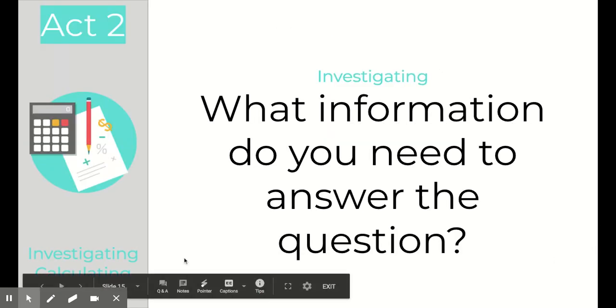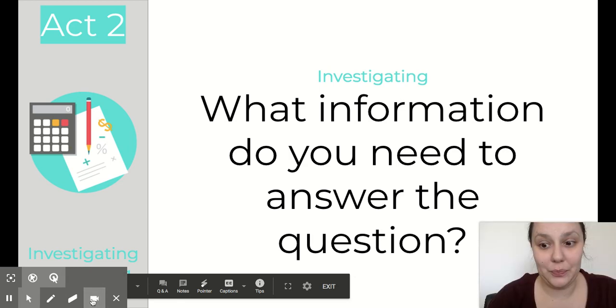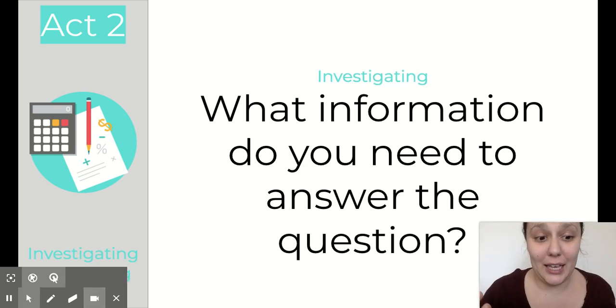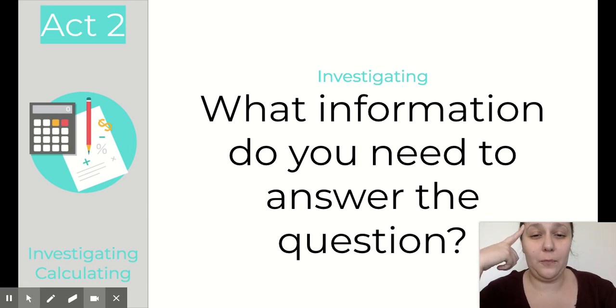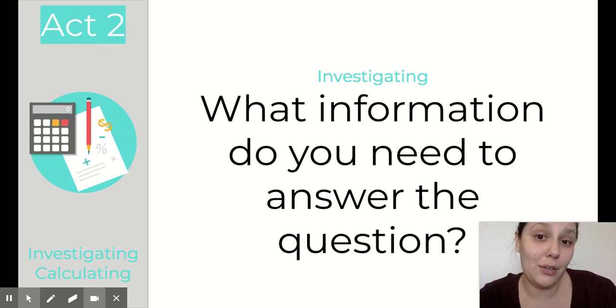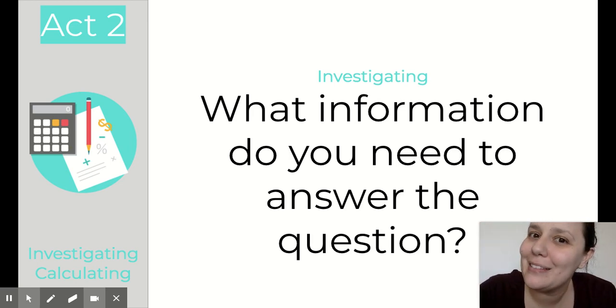Okay, let's move on to Act 2. In Act 2, it's time for us to investigate, for us to find the answer to our main question, which was, how long did that spinner keep spinning? So I want you to think, what information do you still need to be able to answer this question? What information could you ask from me to give you so that you could solve this, without giving you the real answer, of course?